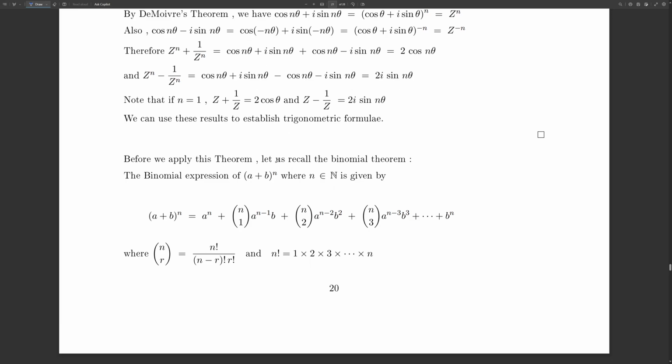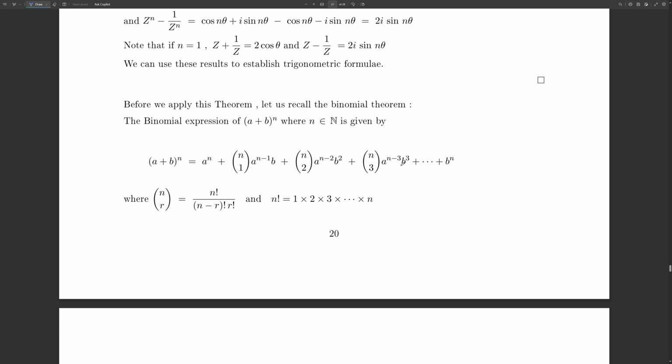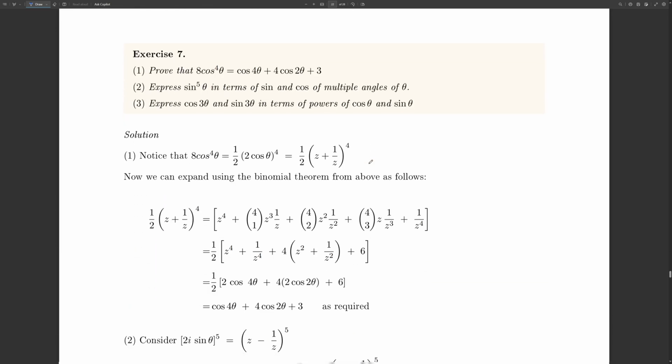So before we apply this theorem, let's remember what the binomial theorem was, right? I included the binomial theorem here because I know that many of you may have forgotten this from CAPE, right? So we have it here. This is what the binomial theorem is.